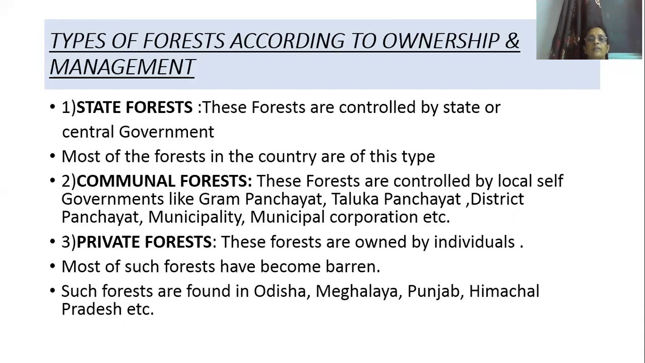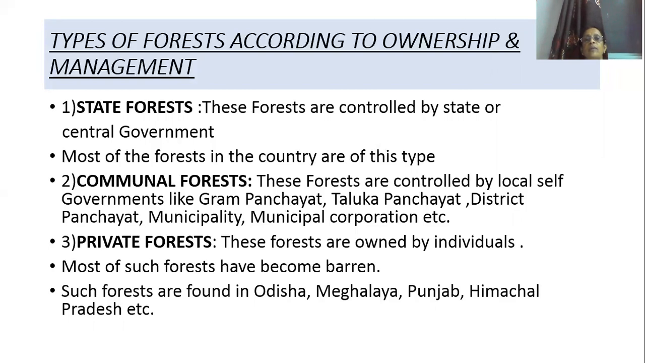Then communal forest. Communal forest means the forests which are controlled by local self-government organizations like Gram Panchayat, Taluka Panchayat, District Panchayat, Municipality, Municipal Corporation, etc. And the third one is private forest, those forests which are owned by private individuals. Most of these forests have now become barren. Trees are not there because people are every now and then cutting down the trees in the forest. Such forests we can find in Odisha, Meghalaya, Punjab and Himachal Pradesh, etc.